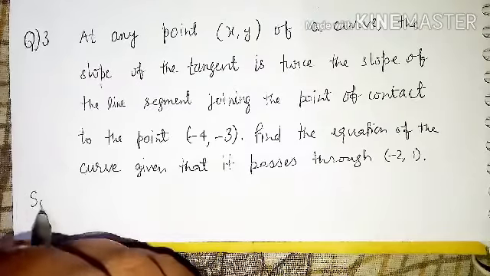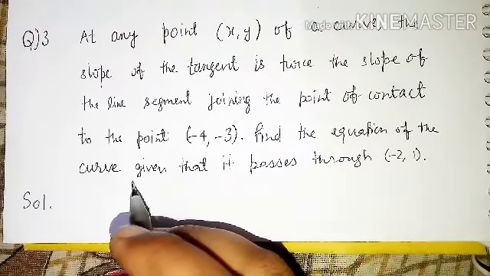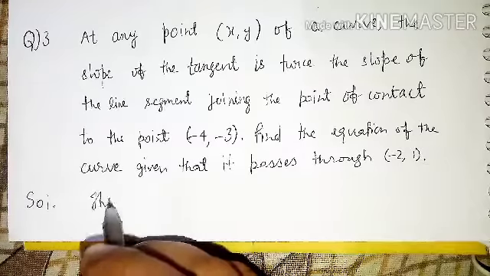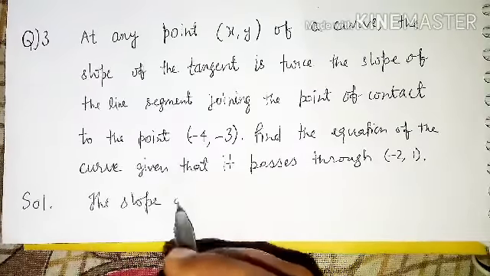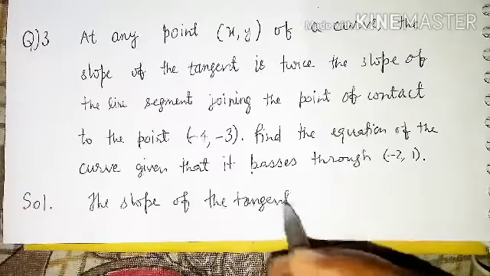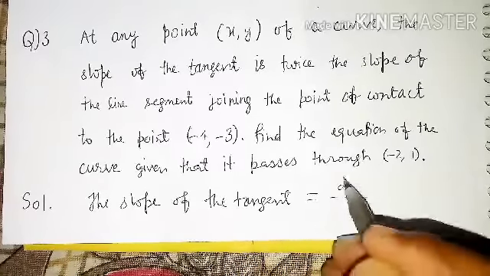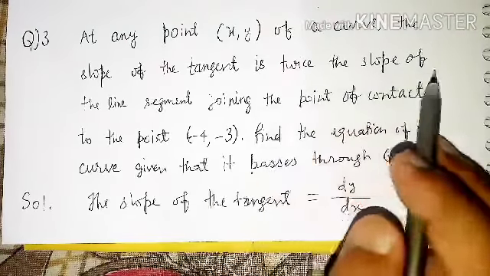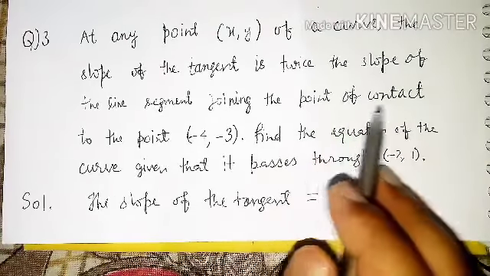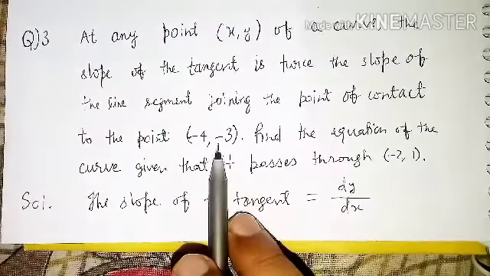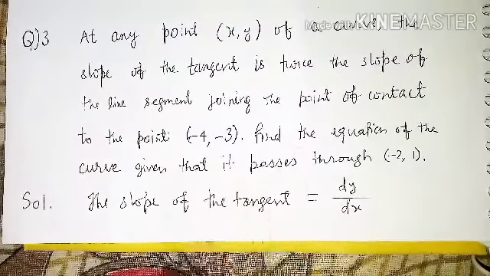Solution. We know that the slope of the tangent is dy by dx. It is said that it is twice the slope of the line segment joining the point of contact, here the point of contact is (x, y), to the point (-4, -3).